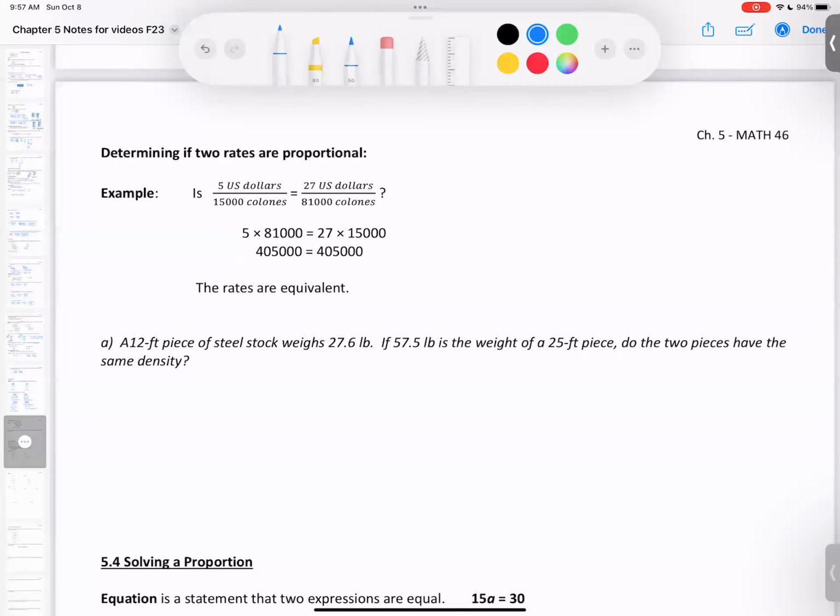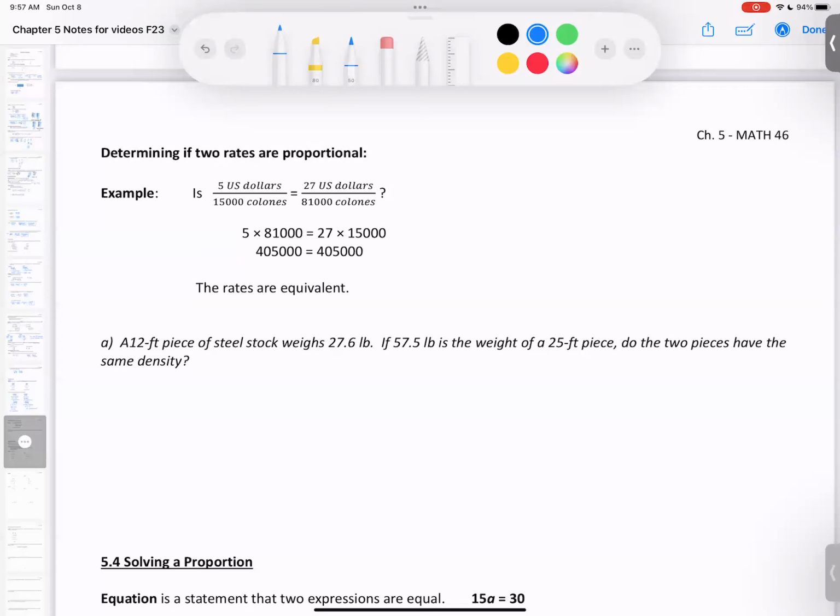All right, so the last part of 5.3 is looking at if rates are proportional. As we said before, we can check if rates are proportional by making sure we're consistent. So we're going to have the same units of measure in the numerator and the denominator. In this example, they're asking, is $5 over 15,000 colognes the same as $27 over 81,000 colognes?